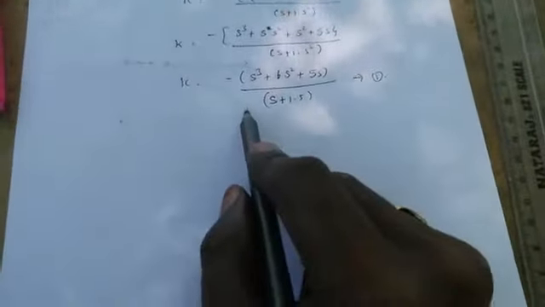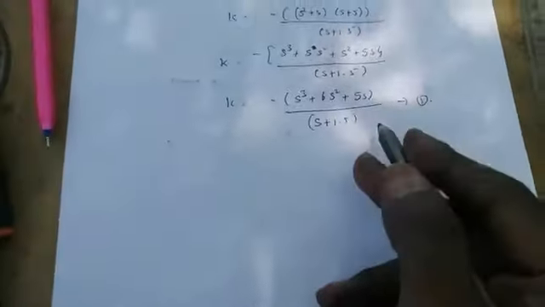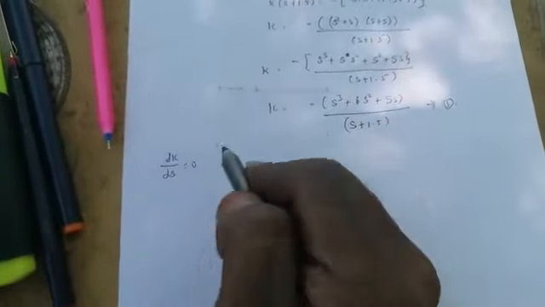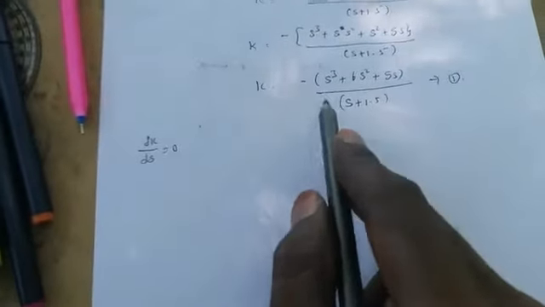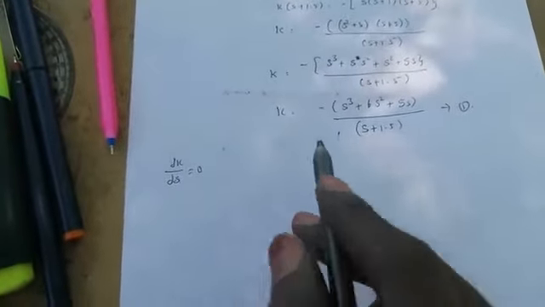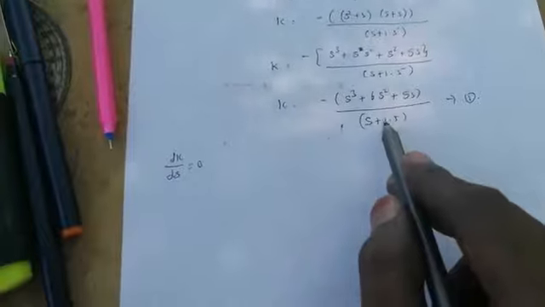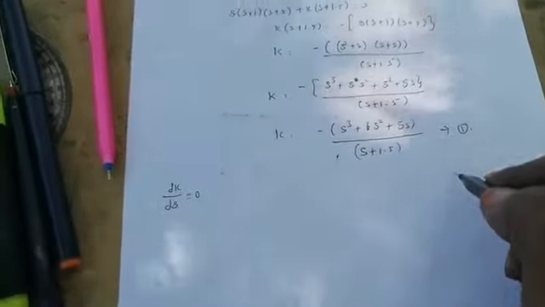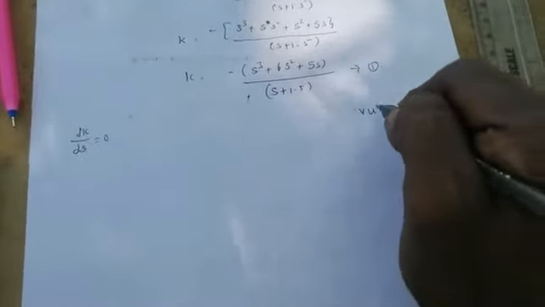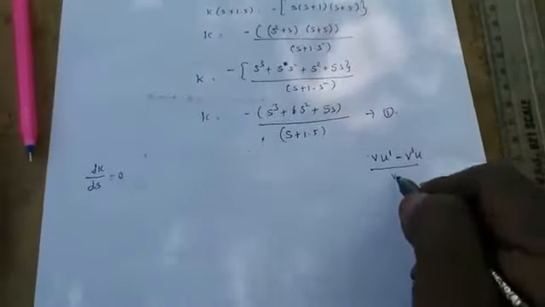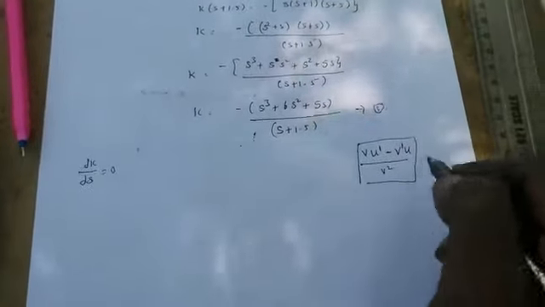Now we have to differentiate this K equation with respect to s, and it should be equated to 0. That can be represented as dK by ds equals 0. This is in the form of u by v. Already we know the differentiation of u by v: you can write it as v into u dash minus v dash into u, divided by v squared. So this is the differentiation of u by v.